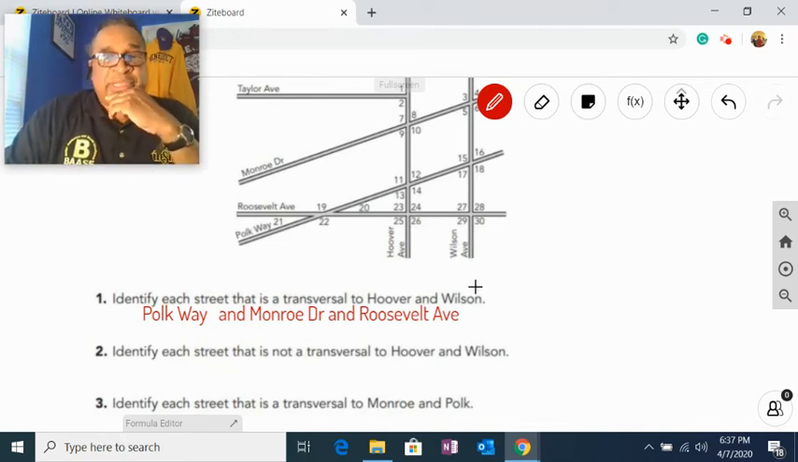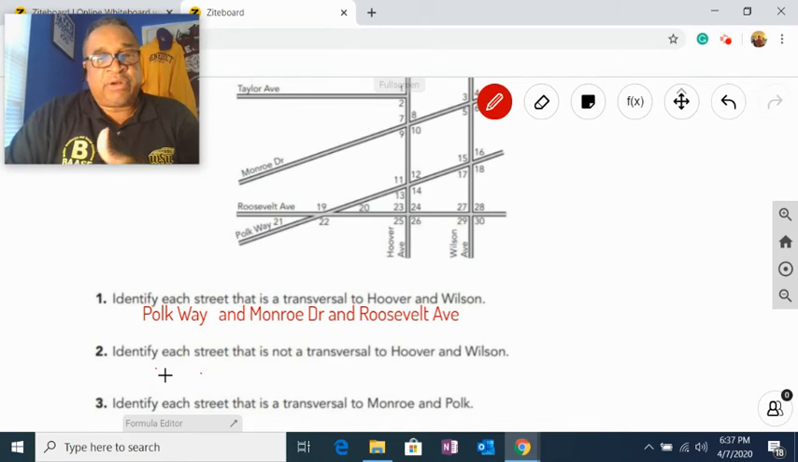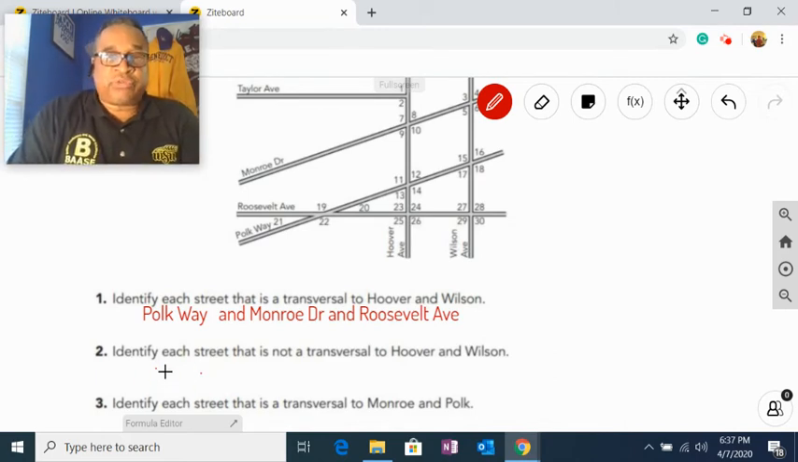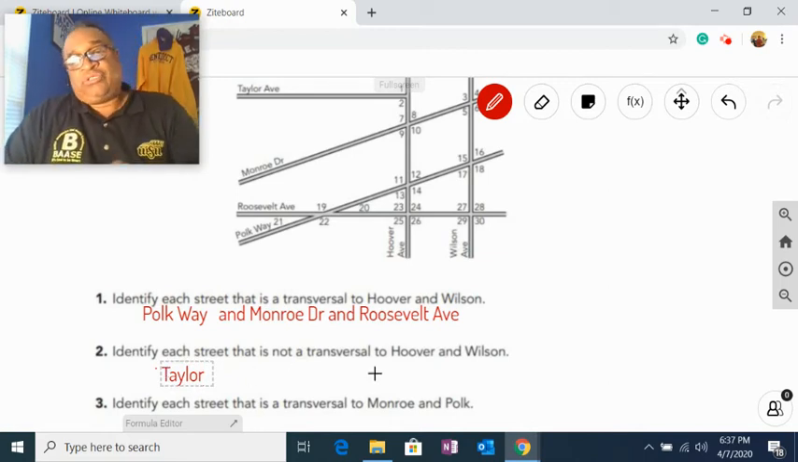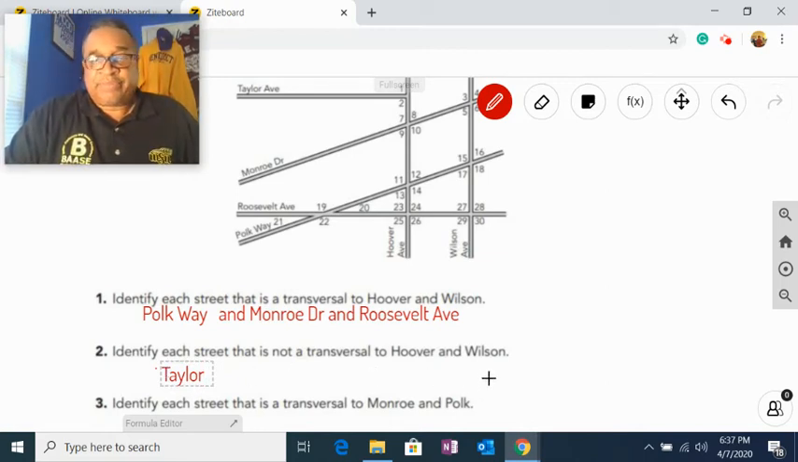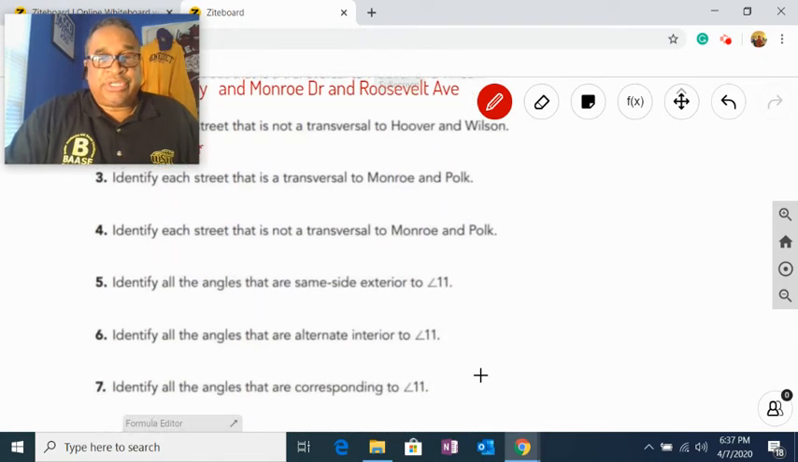Okay, little application here. So let's look at one that is not a transversal to those two streets, and there's Taylor Avenue. See, it doesn't cross both lines, so it's not a transversal. Although it does intersect with Taylor Avenue, it's not a transversal. So Taylor Avenue is not a transversal. Okay, and then I'll let you guys answer the last few questions there.